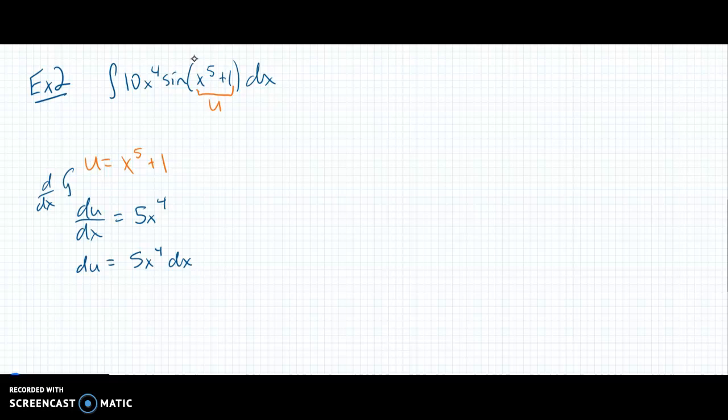And if you'd like, we could reorder this. I could write it as the integral of sine of x to the fifth plus 1 with a 10x to the fourth dx right there. So all I did was take this piece and move it in between there, which is legitimate, as long as I don't move it beyond the dx.